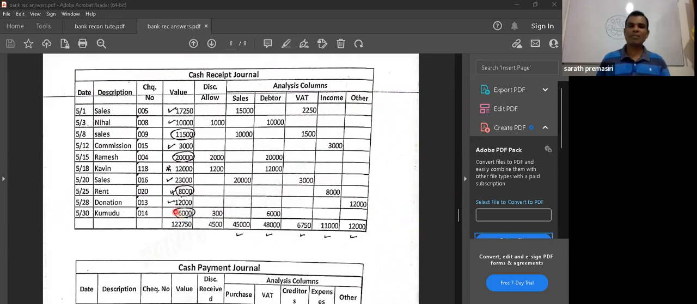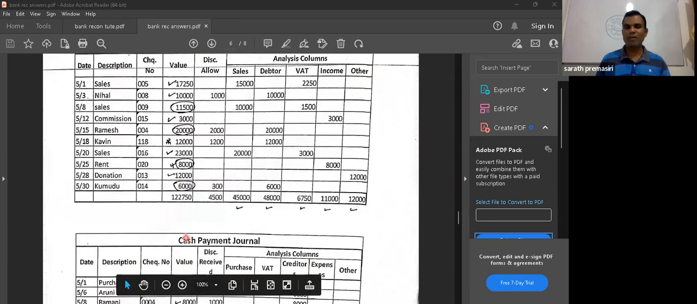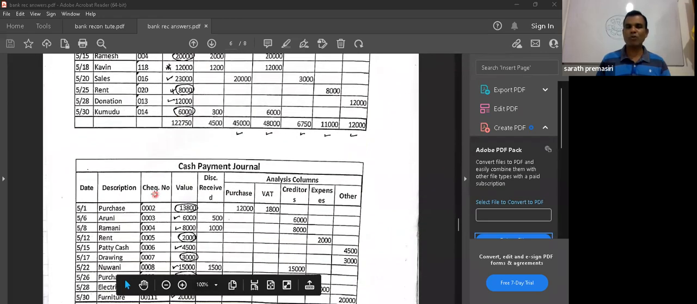Now, what are these checks? 009, 11,500; 004, 20,000; and then 020, 8,000; now 014, 6,000. These are deposited unrealized checks. Now please write down. Have you written a bit of a note on that?